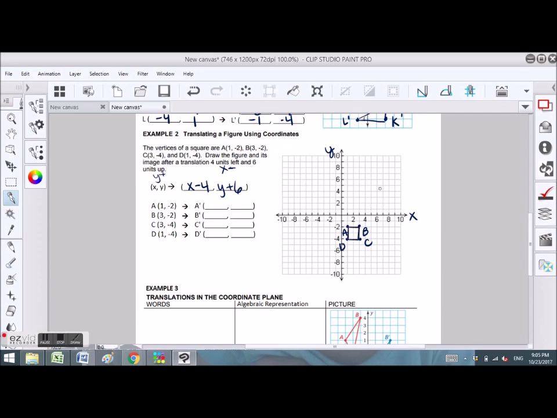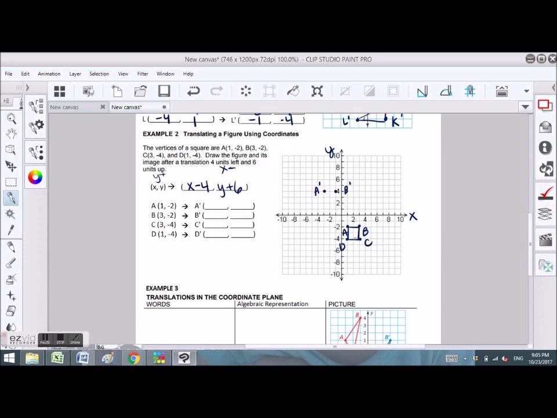And we're moving it 4 units to the left and 6 units up. So let's start with point A. We're going 4 to the left. So 1, 2, 3, 4. And 6 units up. 1, 2, 3, 4, 5, 6. Here we have A prime. Same thing with B. 4 to the left and 6 up.